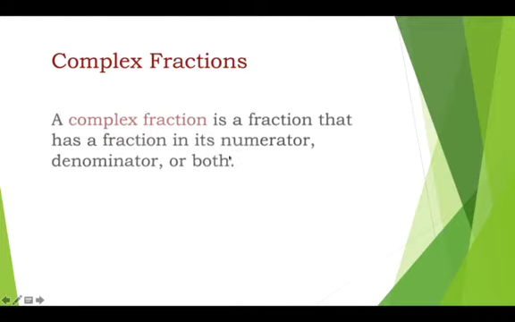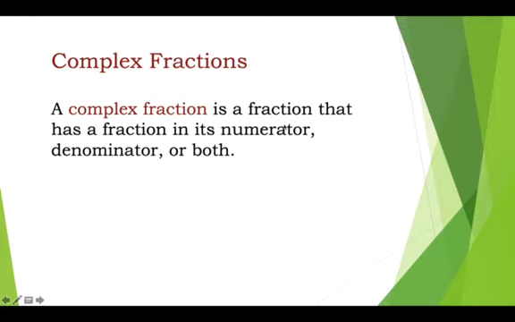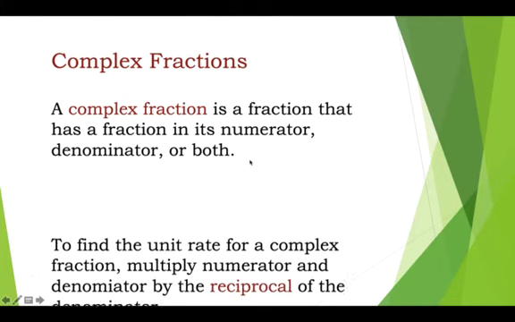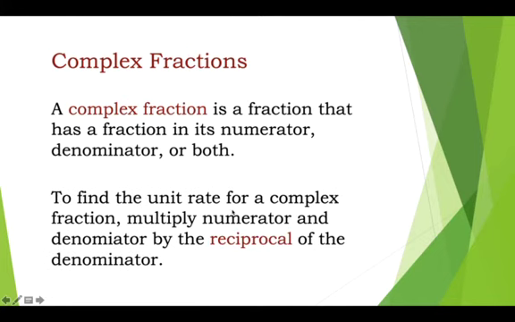Let's see what complex fractions are. A complex fraction is a fraction in which the numerator, the denominator, or both can be fractions. To find the unit rate for a complex fraction, multiply the numerator and denominator by the reciprocal of the denominator. What do you mean by reciprocal? It means you need to flip it.